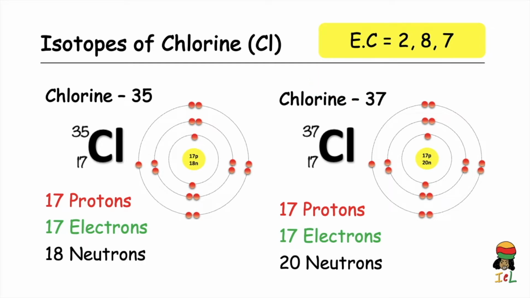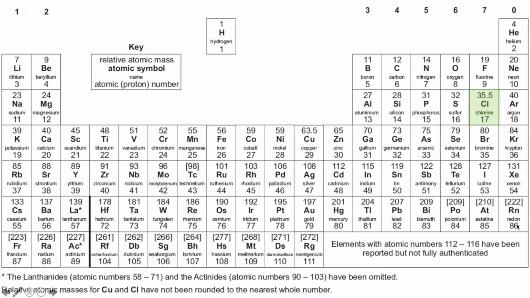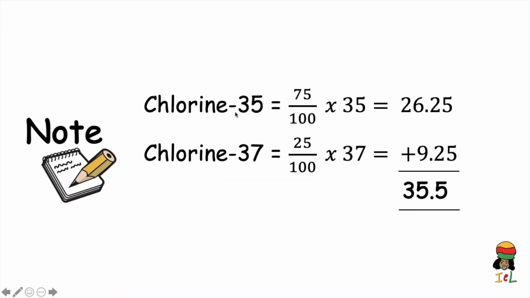As a result, the average mass number used on the periodic table for chlorine is 35.5, as we can see here on the periodic table. Scientists arrive at this value of 35.5 by finding the average of the naturally occurring chlorine using the following calculations. The abundance of chlorine 35 is 75%. Therefore, the scientists found 75% of the mass number of chlorine 35. 75% is written as 75 divided by 100. Then they multiplied by the mass number 35, and this gave 26.25.